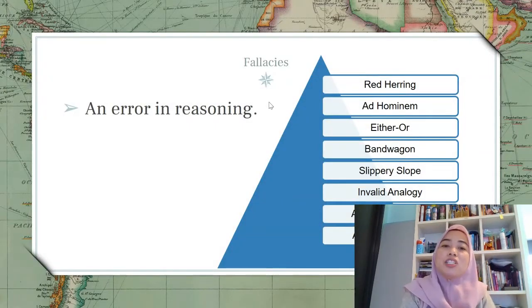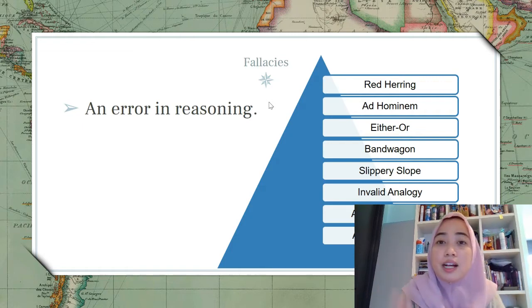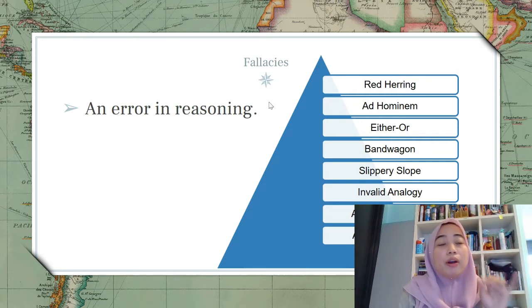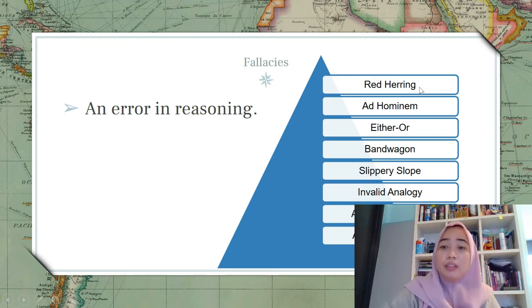So just now I mentioned fallacies. Now fallacies again are bad arguments. You should never use fallacies. And I want to briefly introduce you guys, and I know that some of you are taking CRI as well this semester. So this is something that is very easy for you if you have taken CRI before. So fallacies are errors in reasoning. This should not be done when you are giving your argument. And in today's lesson, we shall be looking at red herring, ad hominem, either or, bandwagon, slippery slope, invalid analogy, appeal to tradition, and appeal to novelty.